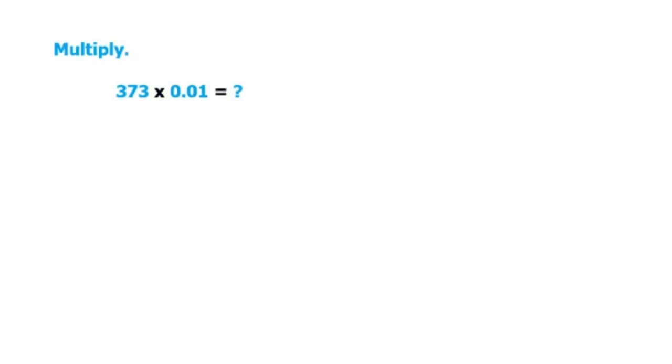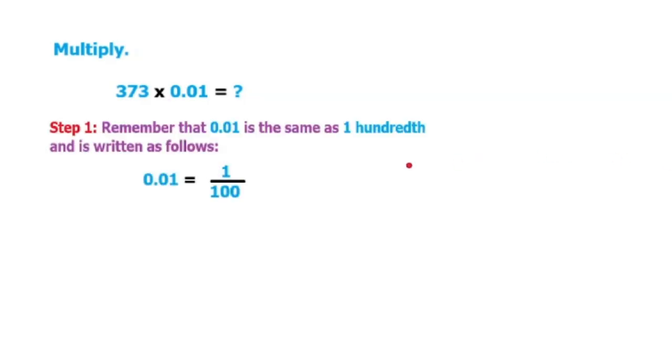In this lesson, we're going to multiply a number by a decimal, and the decimal is a specific decimal. It's 0.01. So if we have a problem like this that says multiply 373 times 0.01, what's the answer? And there's a quick way to do this, and it's a trick that you should remember forever.